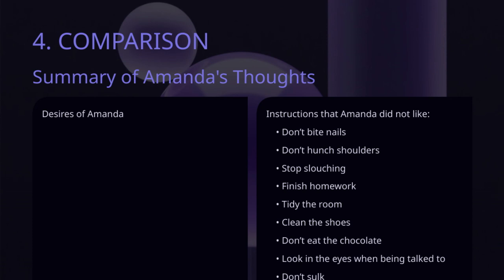These actions reflect discipline and independence, like becoming a mermaid, where she could live alone in a peaceful place without needing constant guidance. Moving on, finish your homework, stop slouching, don't hunch your shoulders, and don't bite your nails. These are about self-control, good habits, and presenting oneself well. Finally, we see instructions that Amanda did not like, which highlight the contrast between desired behaviors and personal preferences. Overall, these points connect to the broader theme of independence, self-awareness, and how our behaviors reflect our inner states and aspirations.